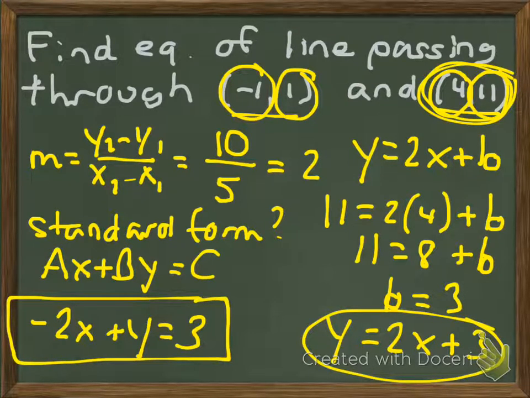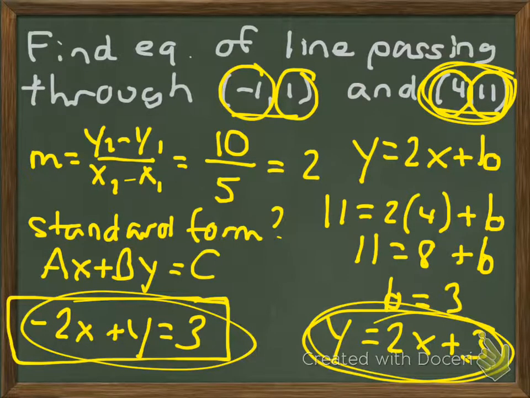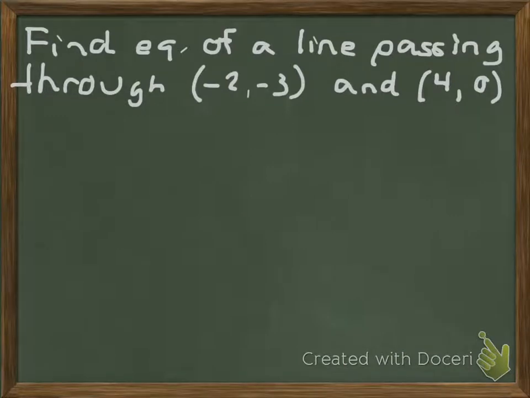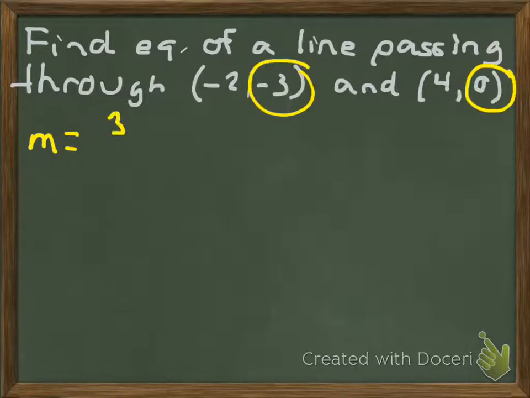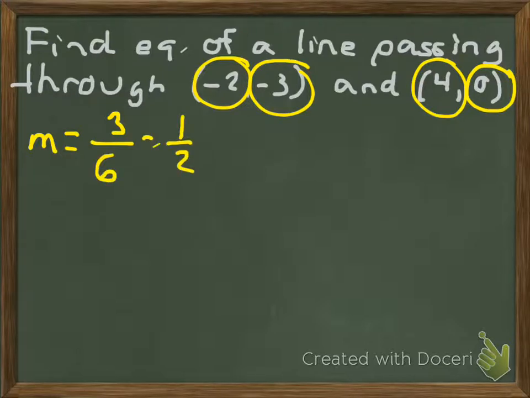So just be careful of what form you're being asked to put your answer in. Slope-intercept form, standard form. One last example. Same type of thing. I'm given 2 points. I want to find the equation of a line. So I'm going to find the slope first. y2 is 0. y1 is -3. If I subtract those, I get 3. x2 is 4. x1 is -2. If I subtract those, 4 minus -2 is 6. I have a slope of 1/2. So I have y equals 1/2 x plus b.